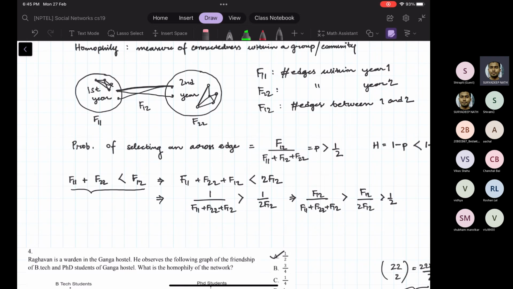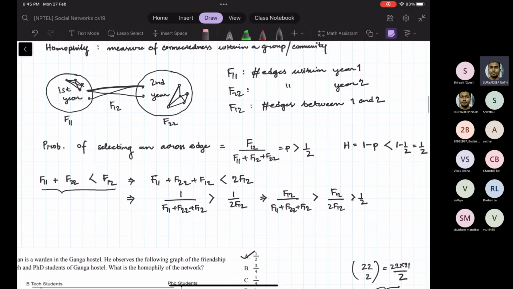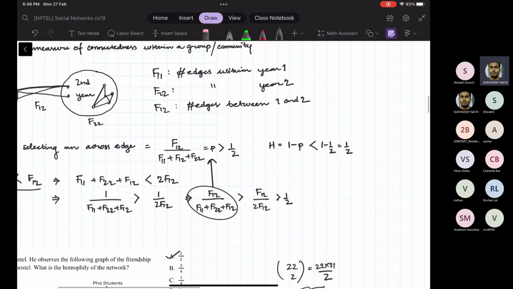We have 1 over F11 plus F22 plus F12 greater than 1 over twice F12, and if we multiply the numerator with F12, we get that this quantity is greater than F12 over 2 F12, that is greater than half. So we call this P. So P is greater than half, and homophily is nothing but 1 minus P, which is less than 1.